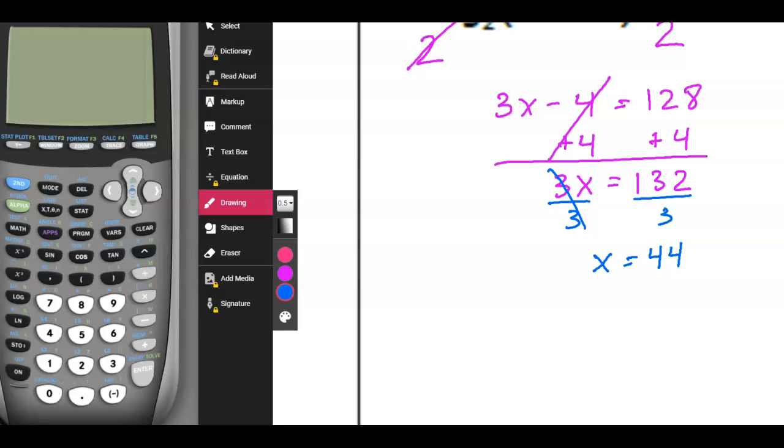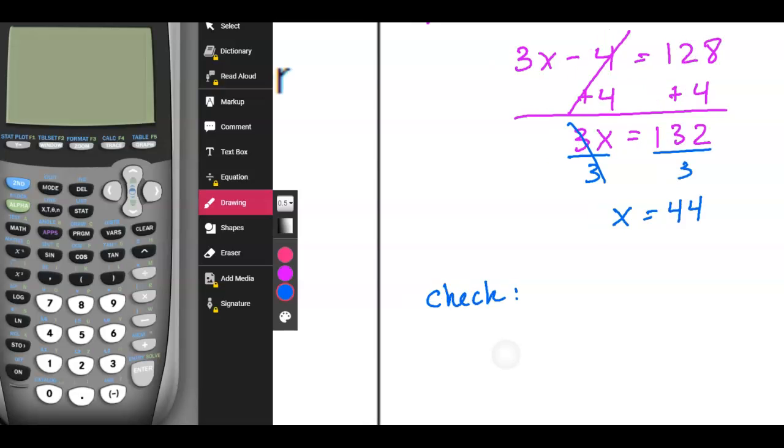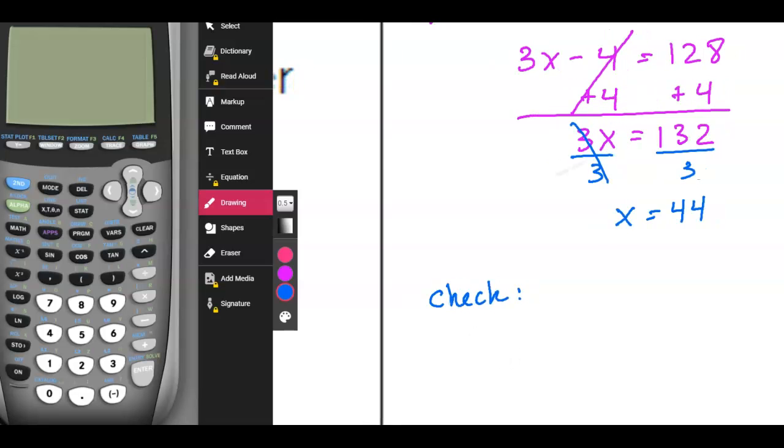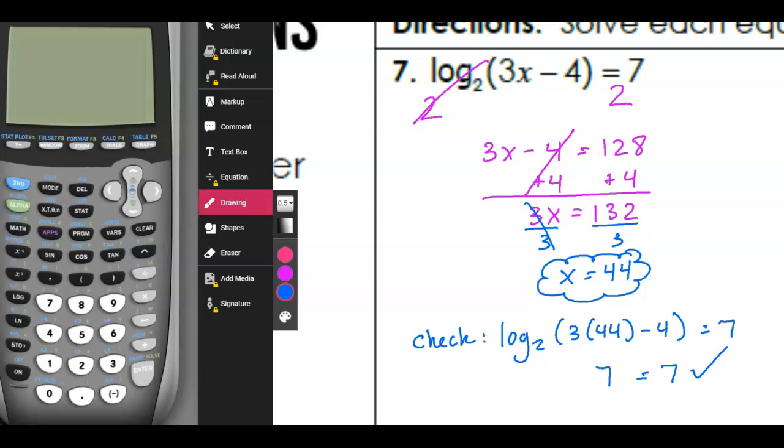And then Yuri, when you checked if this was extraneous, was it extraneous when you plugged that 44 back in? No, it was not. Good. When we plugged 44 in, we ended up with this entire left-hand side equaling 7. So no, it was not extraneous. Good. Any questions on number 7?